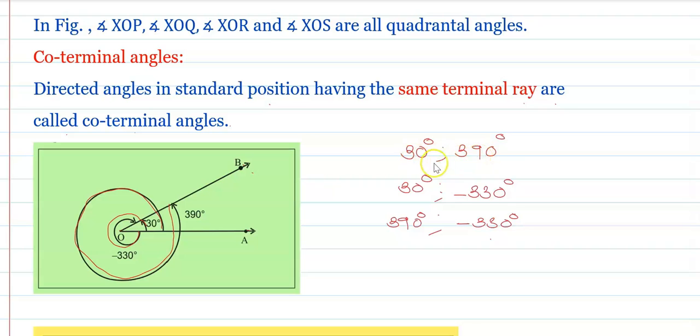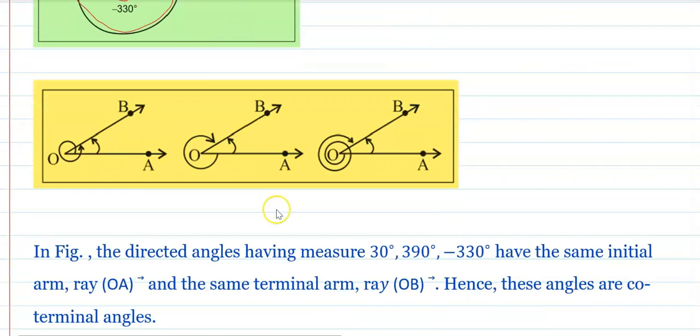If you find the difference between these two angles, 390 minus 30, you will get 360 degrees. Minus 330 minus 30, you will get minus 360. And minus 330 minus 390, you will get minus 720. That is an integral multiple of 360. Then this type of angles are called co-terminal angles.